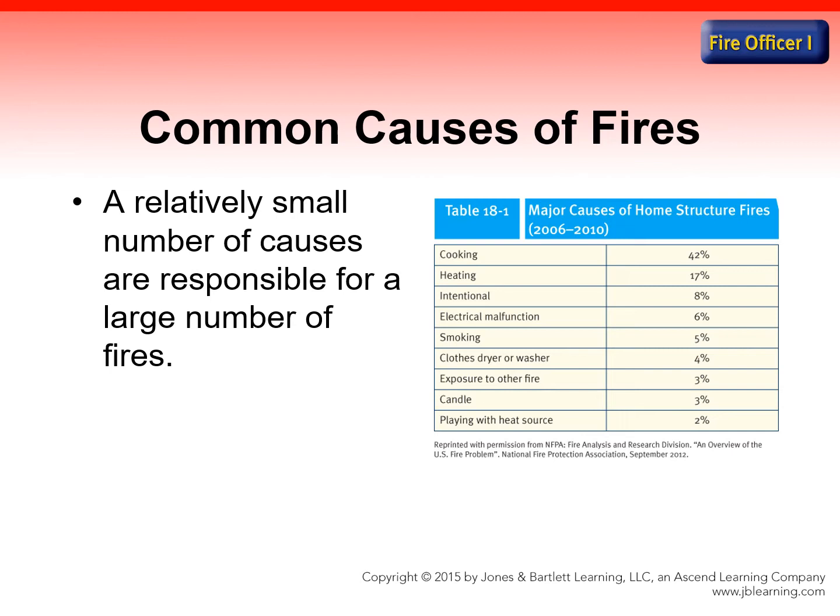On down the line, about the middle of the way, we have smoking at 5%. Clothes dryer problems are at 4%, where the problem seems to be that we don't clean lint traps out very well. And then a little bit lower, at the bottom of the list, is playing with heat sources or playing with fire.